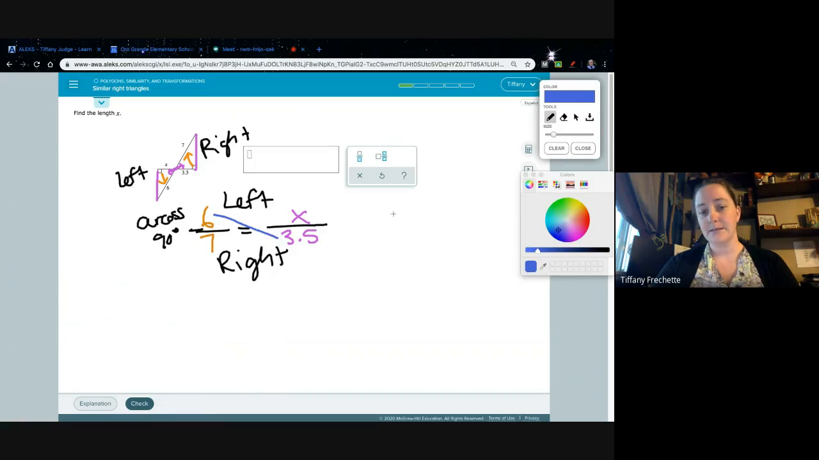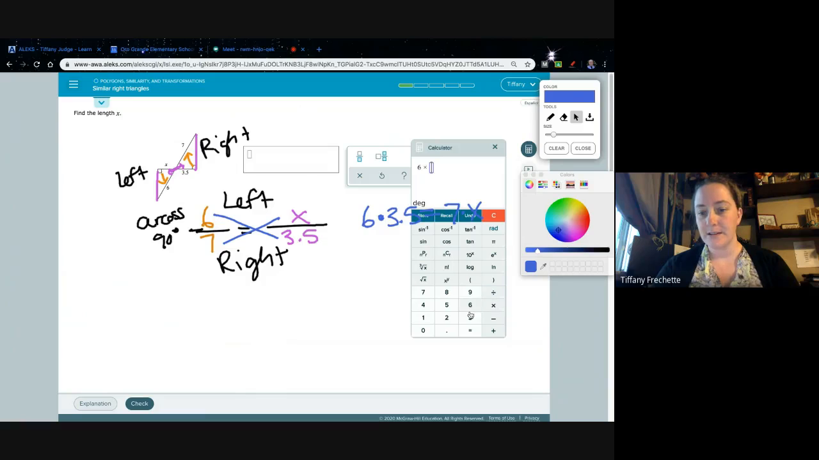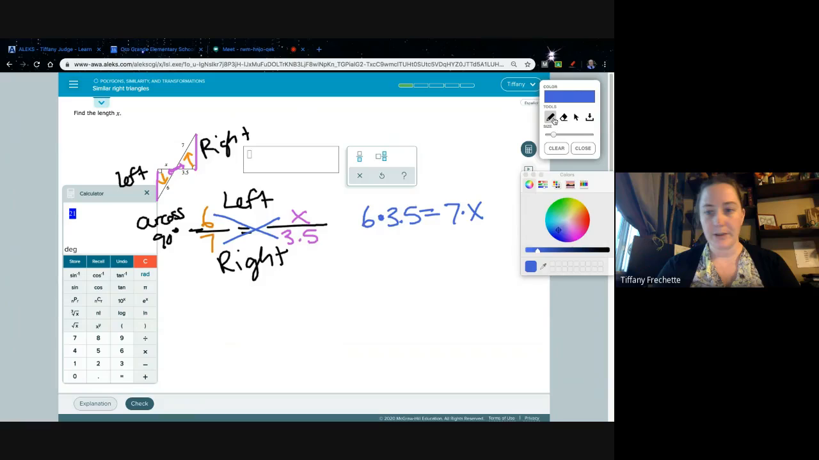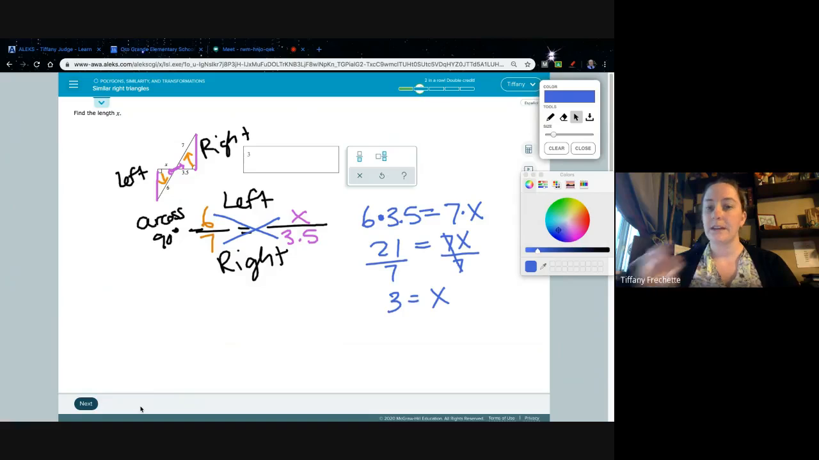So 6 times 3.5, and then 7 times x. So let's see. I'm going to go ahead and grab my calculator here. So I have 6 times 3.5 equals, and with this app, it writes right over the top of that. So I end up with 21 equals 7x. Yeah, 7 times x. And then I'm going to divide by 7 on both sides. So I end up with 3 equals, 7 divided by 7 cancels, and x comes down. All right, so I have 3. Check. Yay. All right, one more.